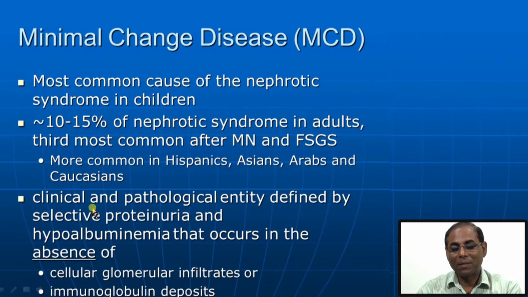It is a clinical and pathological entity defined by selective proteinuria and hypoalbuminemia that occurs in the absence of cellular glomerular infiltrates or immunoglobulin deposits. So basically minimal change disease, if you remember the term itself, it is explanatory. There is hardly any change on routine light microscopic examination of the glomeruli, and also when you do the immunofluorescence test, there is no immune complex deposit.